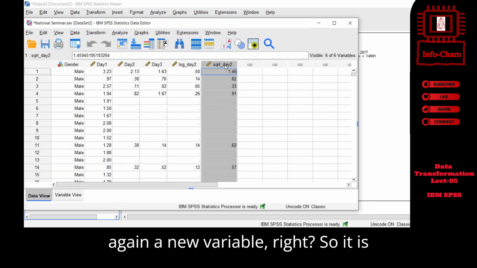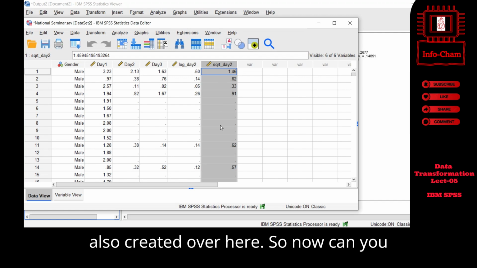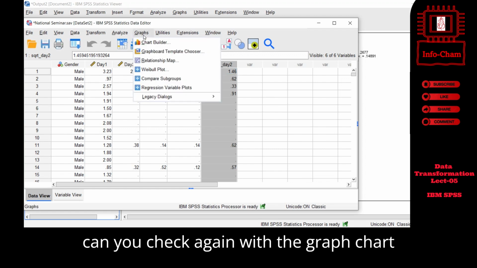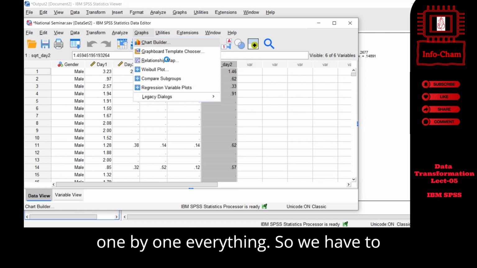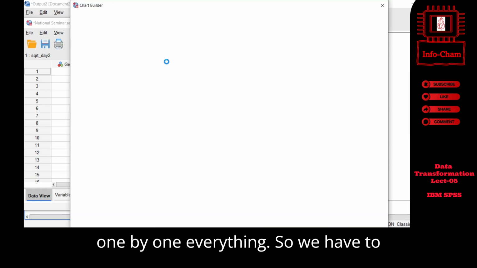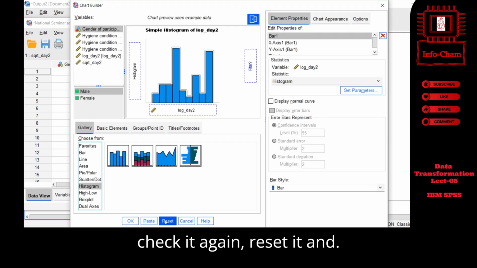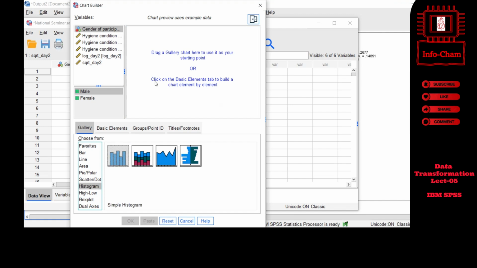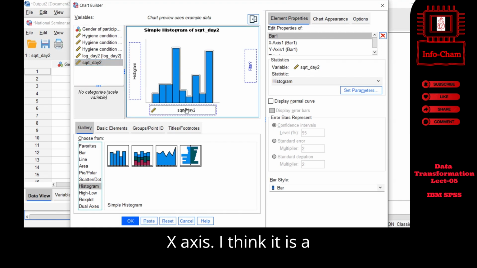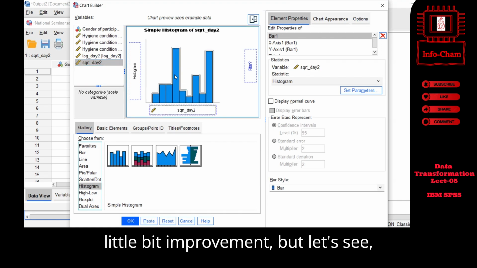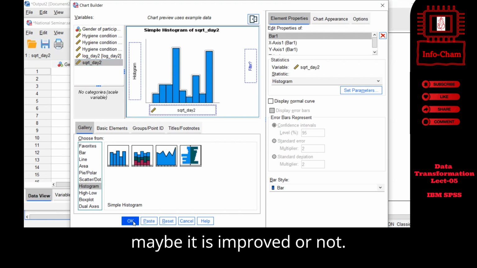This is again a new variable, right? So it is also created over here. So now can you check again with the graph chart builder, and let's check everything one by one. So we have to check it again, reset it, and I take square root into the x variable, x axis. I think it is a little bit of improvement, but let's see, maybe it is improved or not.